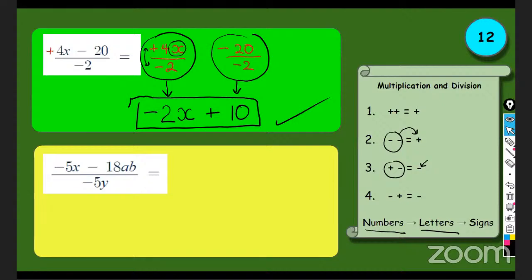Right? So, and you see how I split it up into two parts? Do the same thing, right?